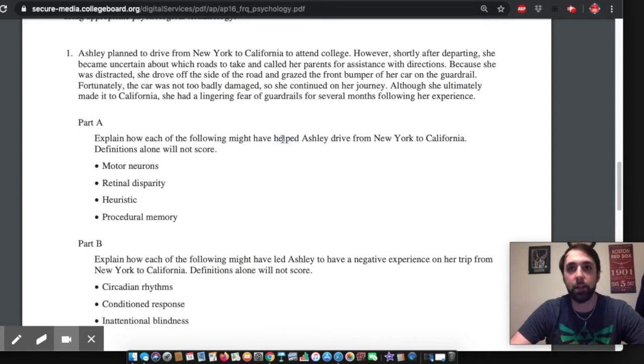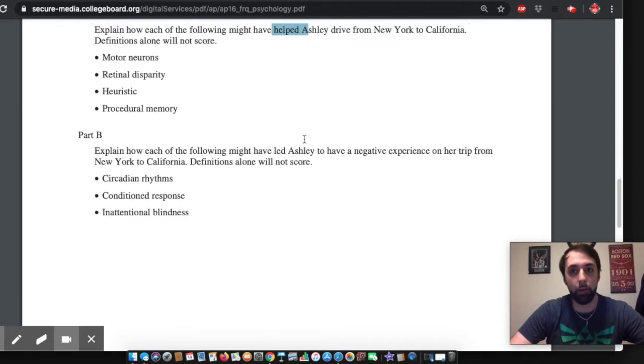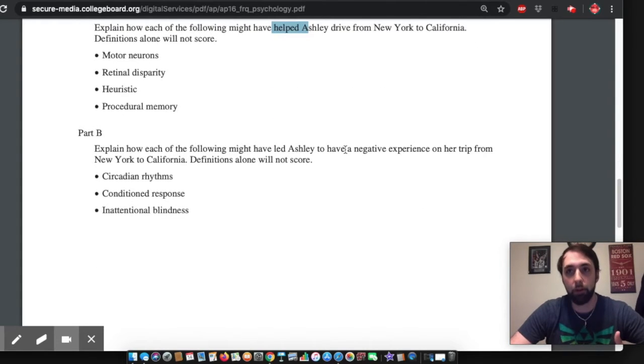So make sure if you see a help bullet, although you don't have the test in front of you and you can't circle it, make sure you register that if it's a help bullet, the outcome needs to be desirable. If it's a hinder bullet, or a negative experience bullet, which is how it was worded in 2016, be dark and dreary. Make Ashley get into a car accident. Make her get pulled over. Make it very, very evident that something negative has happened as a byproduct of one of the terms in question.